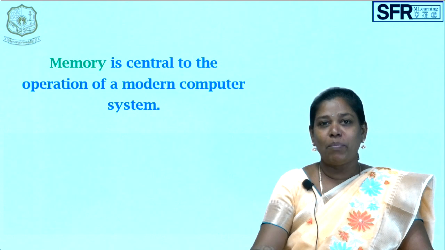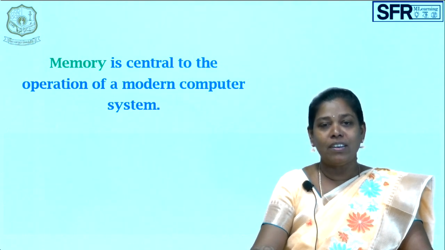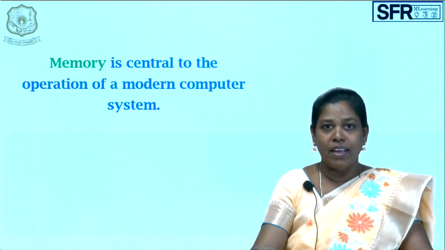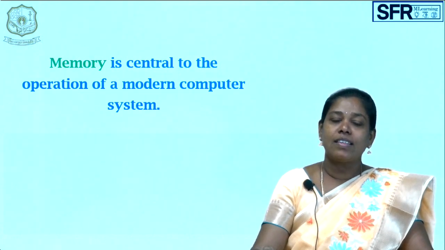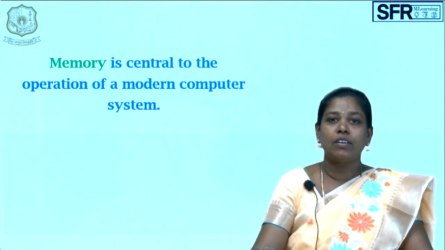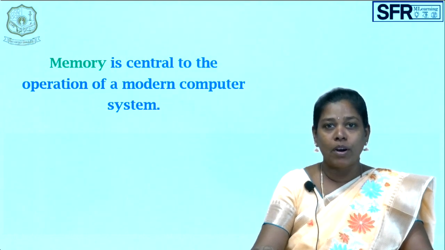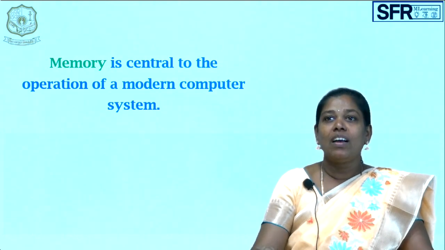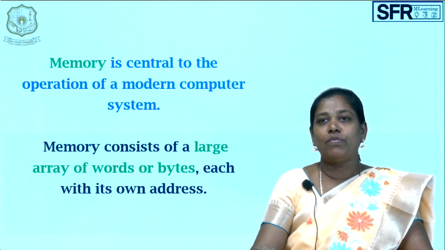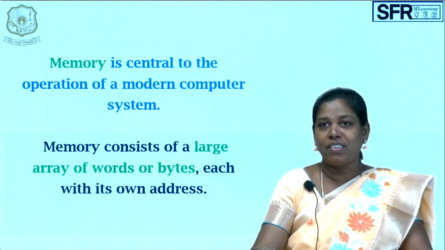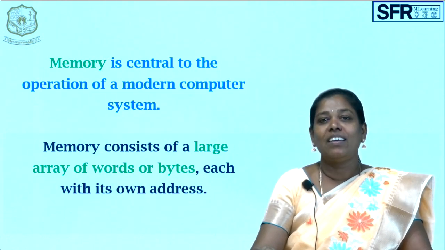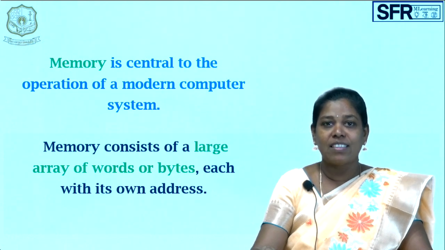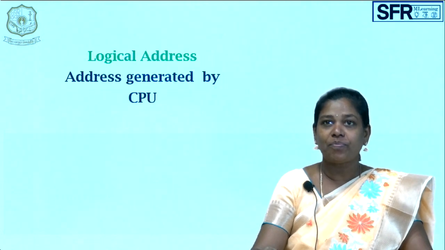In the modern computer system, the important resources are the processor and the memory. The memory is an important concept to be taken care of in the modern computer system. So, to take care of that, we should know about the memory first of all. Memory is a large array of bytes or words. Each byte has its own address.